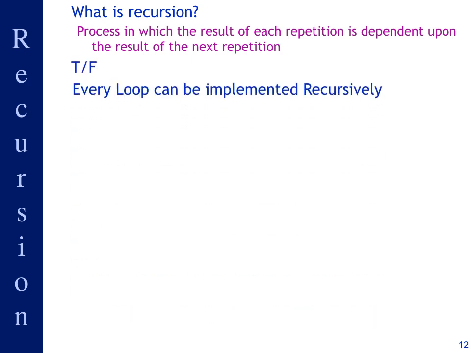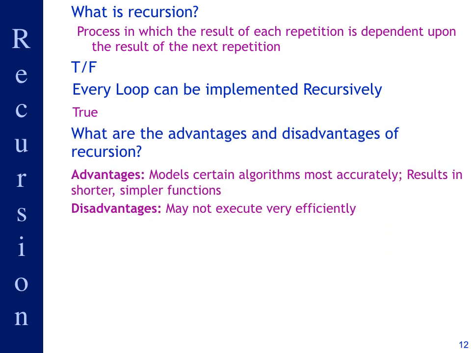True or false? Every loop can be implemented recursively. Yeah, it is true. The other way around is not true, but any loop can be implemented recursively. So what are the advantages and disadvantages of recursion? The advantage is that it models certain algorithms much more accurately. Results are shorter, simple functions. So usually you have a very small algorithm that's used recursively. The disadvantages: it may not execute very efficiently because function calls take some time, because you have to save the context, create variables on the stack, initialize them, and so on.